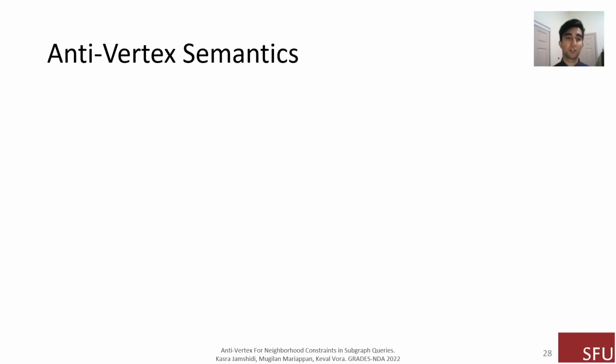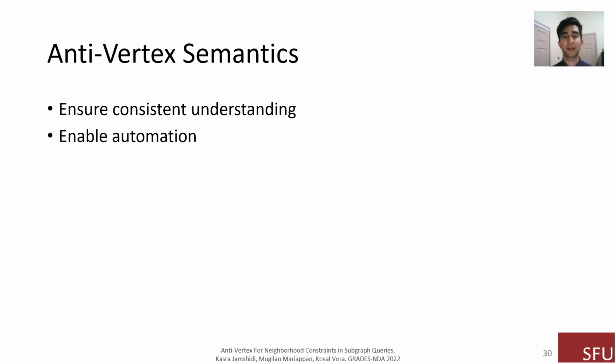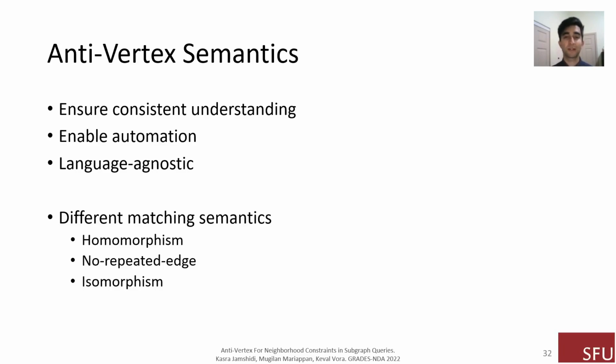So with this motivation in hand, we're ready to formally define the semantics of anti-vertex to ensure consistent understanding and enable automation in database engines. Additionally, these semantics are language agnostic and they can be implemented in any graph query language. I'm going to provide a streamlined explanation of the semantics in the 3 subgraph querying paradigms that are widely supported: homomorphism, no repeated edge, and isomorphism.